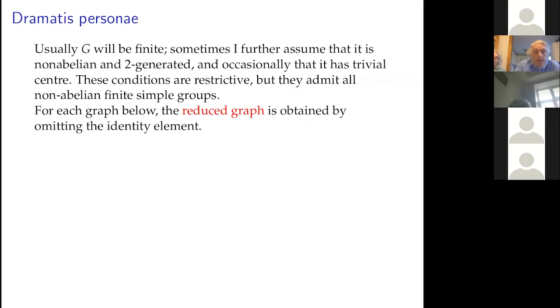So here will be the definitions, and also once we've defined the graph, usually the identity plays some kind of special role. So I'll define the reduced graph in each case to be obtained simply by leaving out the identity element. There are good reasons for that, which you'll see later.